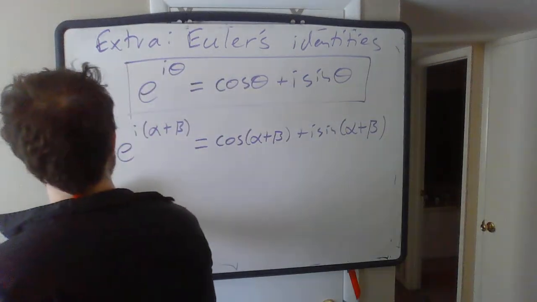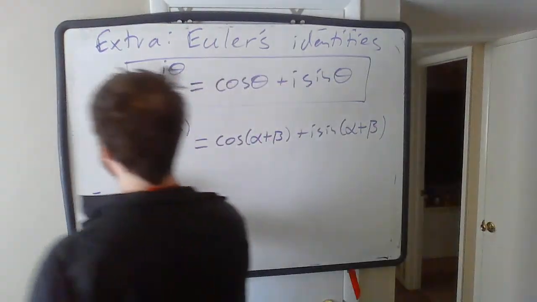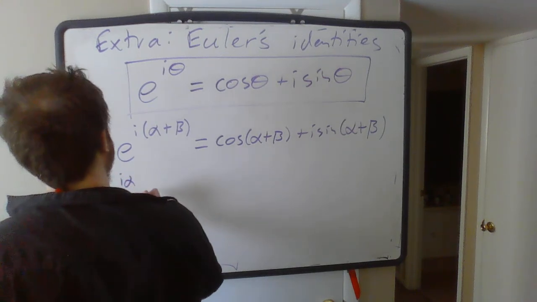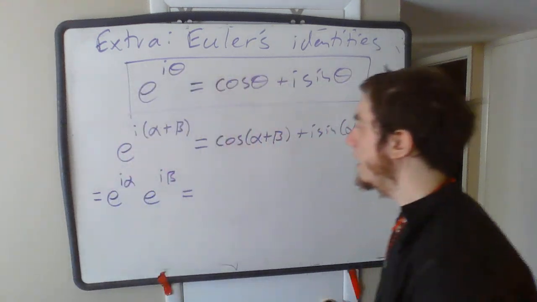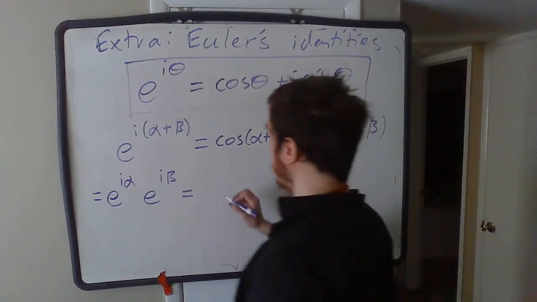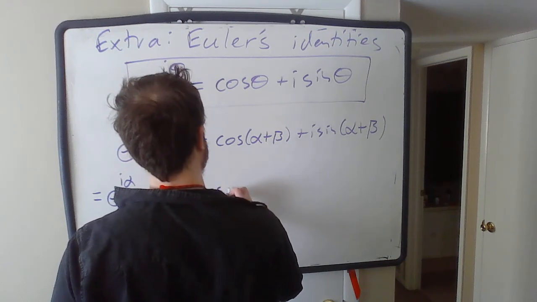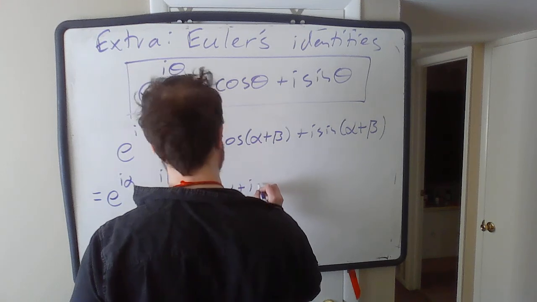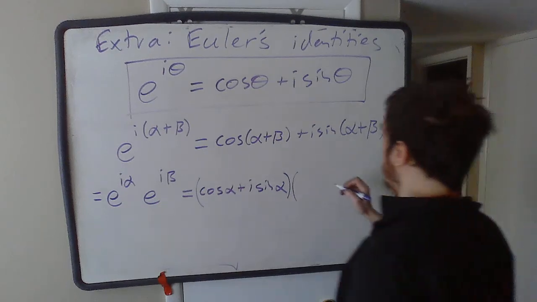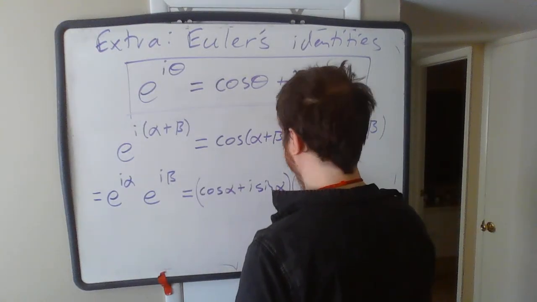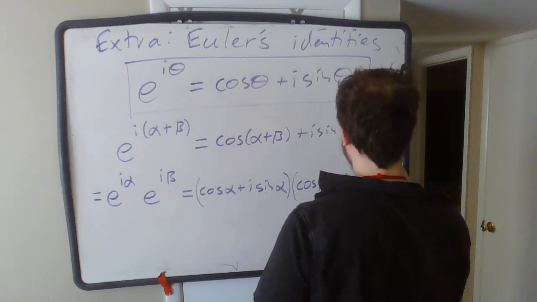The other way that I could write this down is I could use the properties of exponents. And so I could say this is actually e to the i alpha times e to the i beta. Well, what is that going to be equal to? Well, this is going to be equal to the cosine of alpha plus i sine alpha times the cosine of beta plus i sine beta.